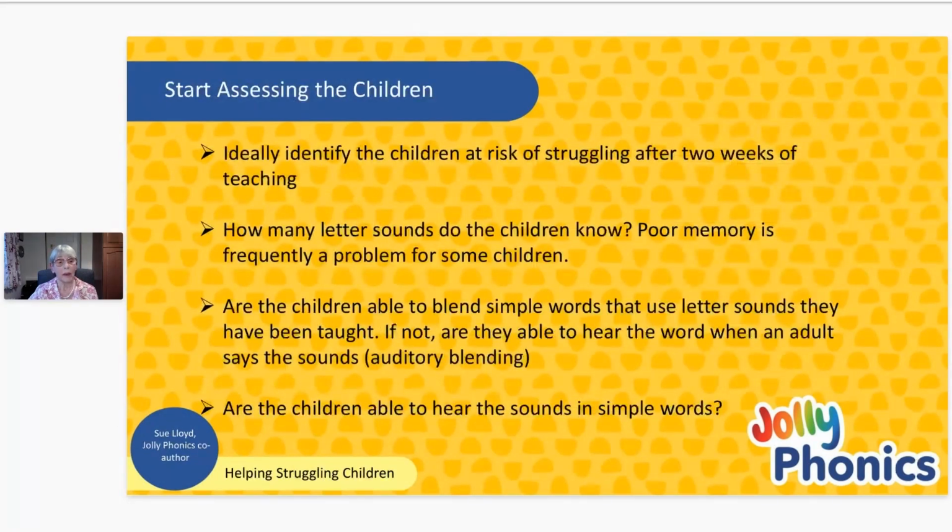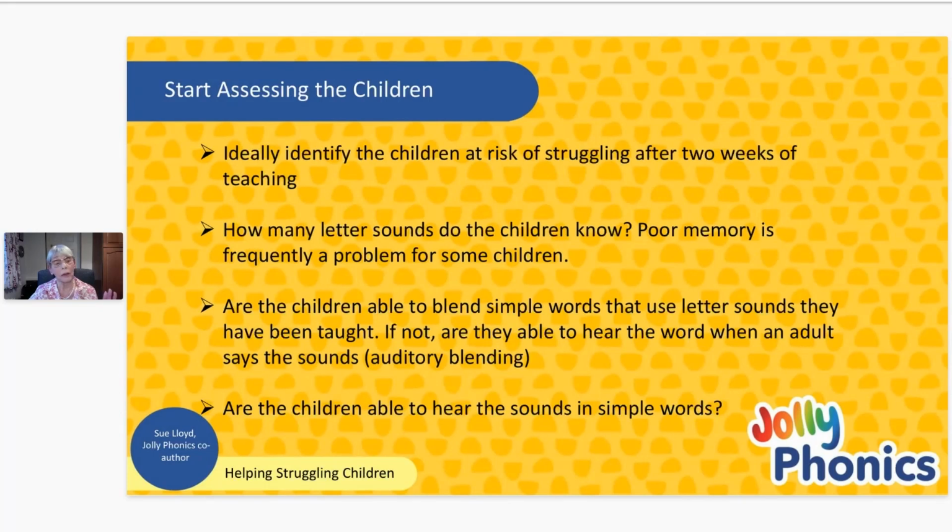And really, right from the beginning, a teacher needs to think of who are going to be my struggling children, because after 2 weeks, you usually can see the ones that are going to have difficulty. These children just are not learning the letter sounds as well as the others. They may find blending more difficult, or they may be very slow to do it. And of course, if they don't know the letter sounds, well, then they can't do it at all. They might find it difficult to hear the sounds in words. And those are the things that you're going to be looking for.